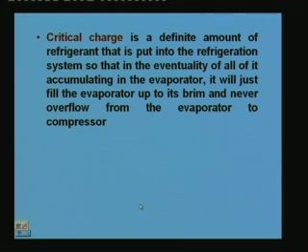Critical charge is a definite amount of refrigerant that is put into the refrigerant system, so that in the eventuality of all of it accumulating in the evaporator, it will just fill the evaporator up to its brim and never overflow from the evaporator to the compressor. That means when you say that the system is critically charged, the refrigerant inside the system and the evaporator volume are such that when you transfer all the refrigerant from the condenser and other components into the evaporator, the refrigerant amount will still not be sufficient to overflow from the evaporator. It may fill the evaporator completely, but liquid will not overflow from the evaporator.